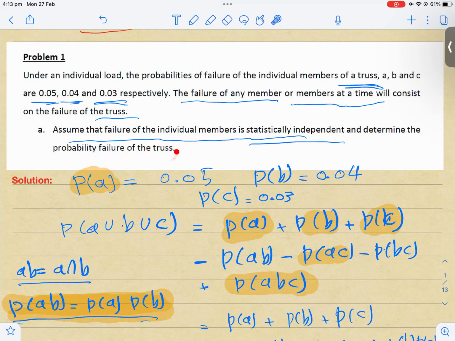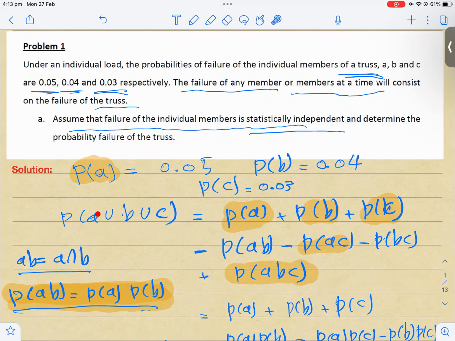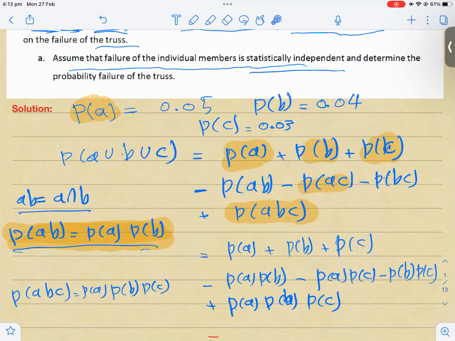Okay, failure of the truss. As I said, the failure of one of them, any of them, or two of them, or all of them, means union. Or means union, and means intersection in the mathematics of logic. The logic you might see in electrical engineering as well. So a failure of any of them means A union with B, union with C. Okay, back to the question. The probability of failure of the whole truss means the probability of A union B union C.